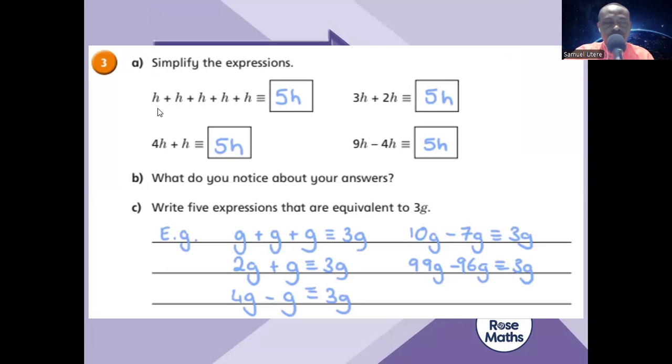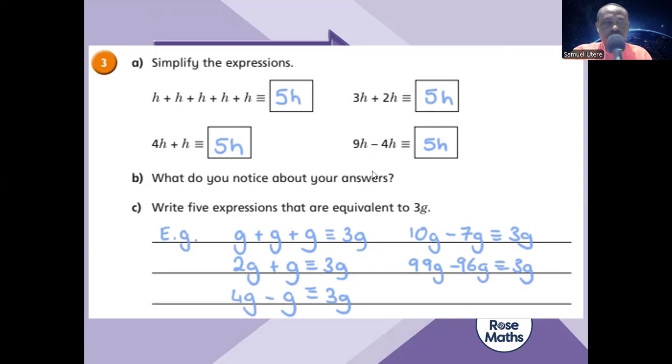You can see we have 5 lots of H. So we just write 5H. Here we have, again, 5 lots of H. And then here we have 5 lots of H again. You can see different ways to write 5 lots of H. And then what do you notice about your answers? Okay, they are all the same, different ways of writing the same thing, having different expressions that you can simplify to give you 5H.